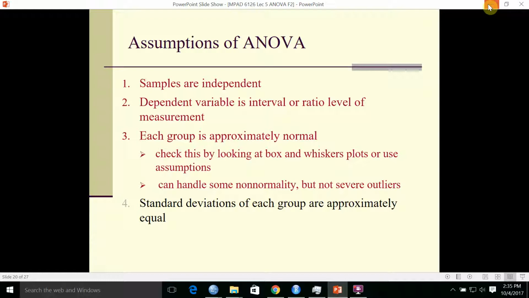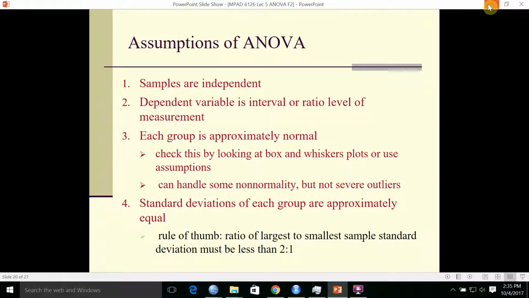And finally, the last assumption of the ANOVA is that the standard deviations of each group are approximately equal. And so our rule of thumb here is that the ratio of largest to smallest sample standard deviations must be less than 2-to-1, or approximately 2-to-1.